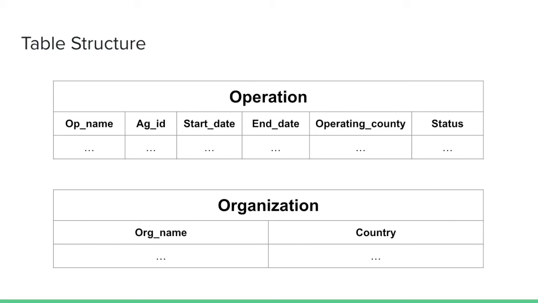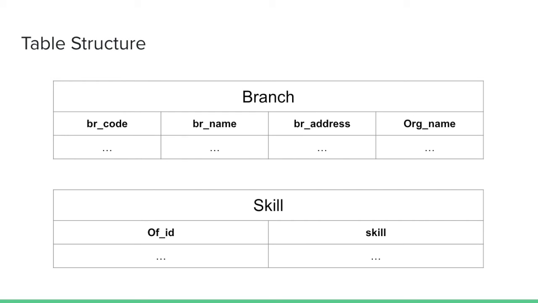Next is operation. In this table we have six fields: operation name, agent ID, starting date, ending date, operating country, and the status. Here the agent ID is going to be the foreign key. Another one is organization, in which we have organization name and the country. Next is branch, and in this table we have four fields: branch code, branch name, branch address, and the last one is organization name, where the branch code is the primary key and organization name is the foreign key.